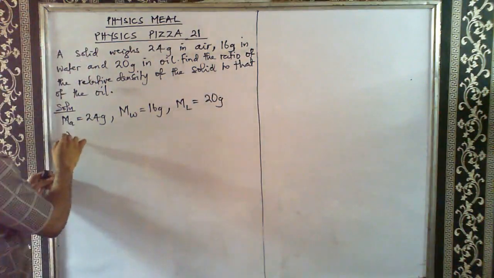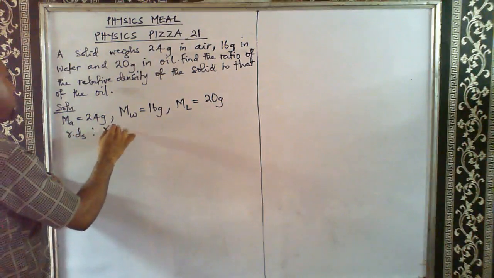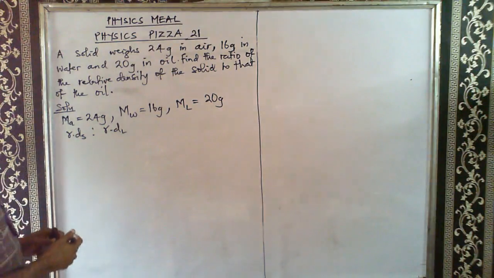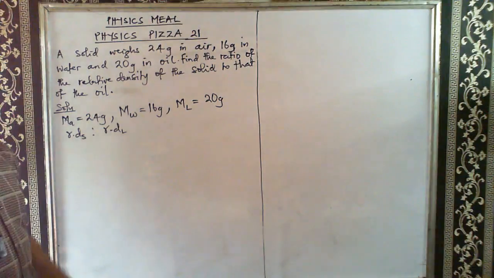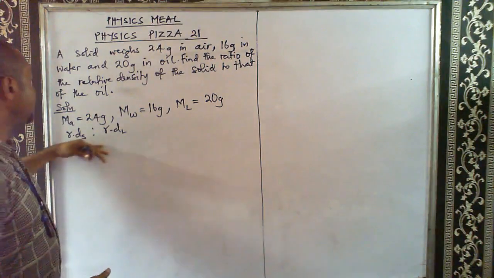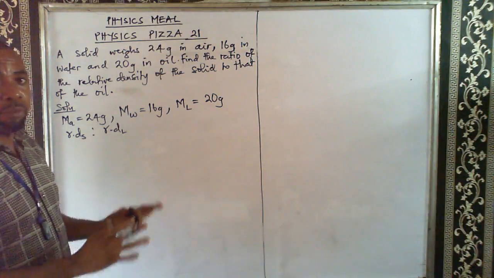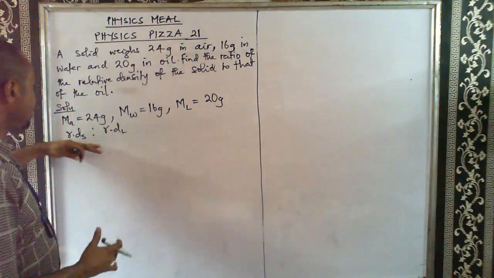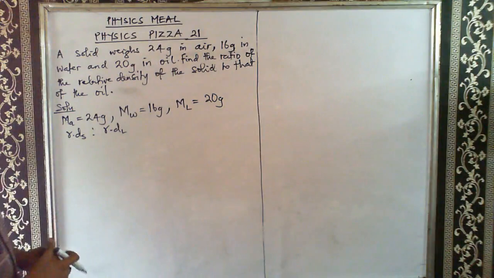We are looking for the ratio of the relative density of the solid to the relative density of the oil. That's what they say we should find. So for us to do this, we need to find the relative density of the solid and then take the ratio. There is another way we can do that, but I'm going to first find this and take the ratio in this particular video.